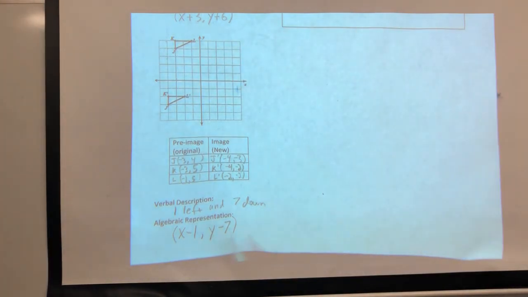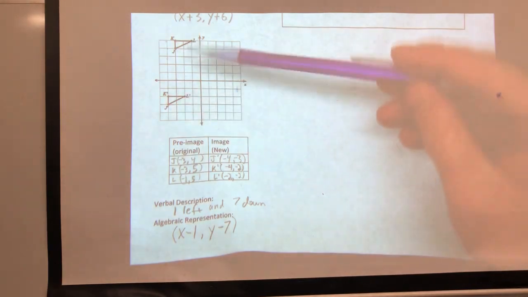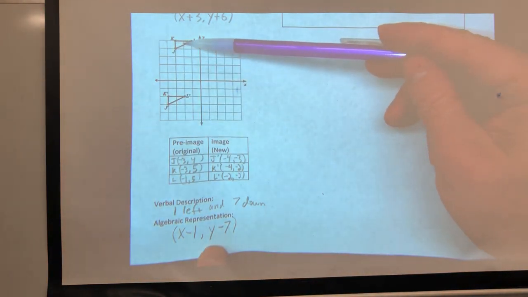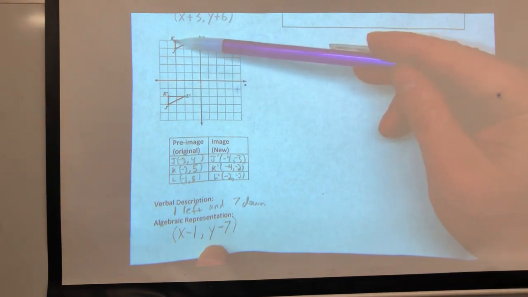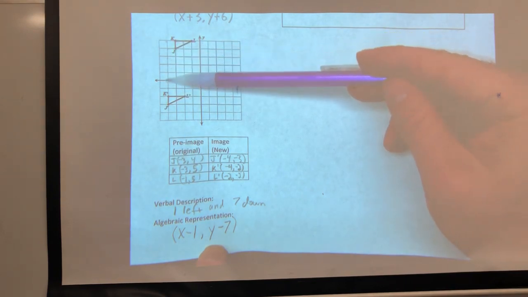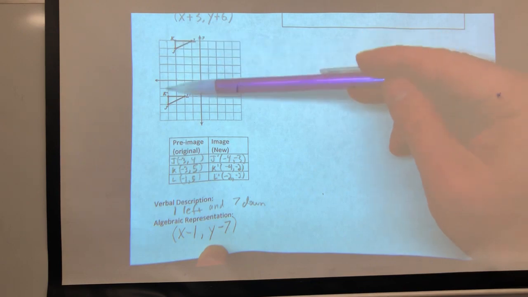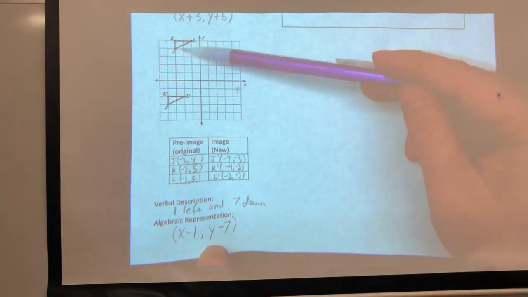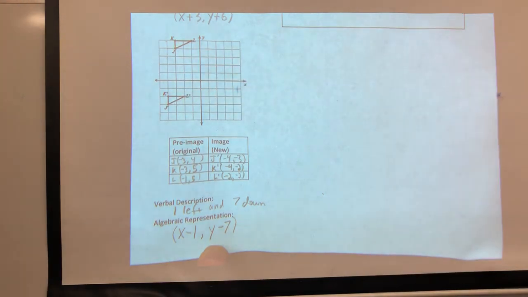So this just shows that we can describe translation as adding or subtracting from the original, or pre-image, x and y coordinates. Notice that all the points move the same amount. This is really important, right? Because this shape is congruent to this shape. J moves 1 left and 7 down, so does K, so does L. They all move the same amount, so they maintain the angles and the side lengths.